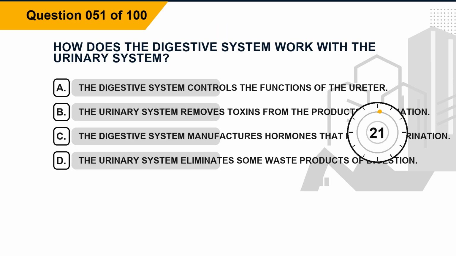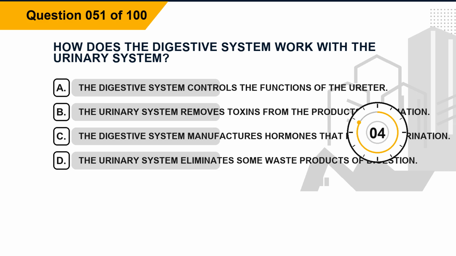Question 51. How does the digestive system work with the urinary system? Option A: the digestive system controls the functions of the ureter. Option B: the urinary system removes toxins from the products of urination. Option C: the digestive system manufactures hormones that influence urination.